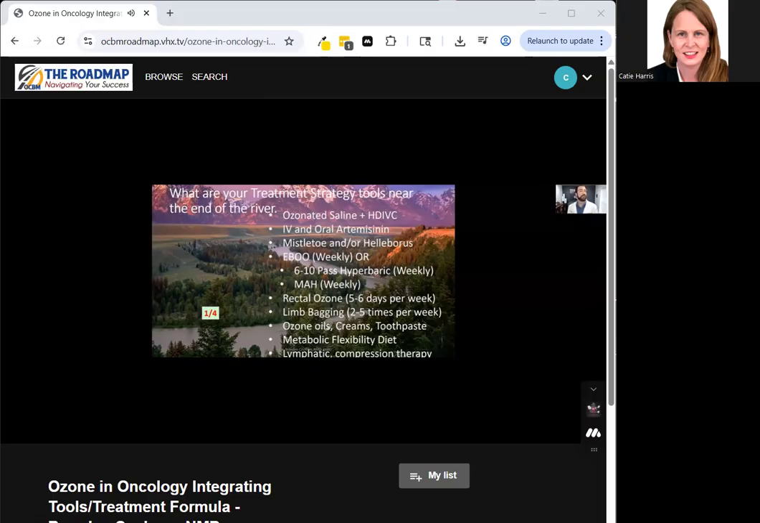Mistletoe therapies and/or Helleborus. If you learned about those, this is where I put them. And then I also put Ibu as a huge tool here weekly. If you don't have an Ibu, then you can do multi-passes or single passes. Typically, this is a weekly treatment that is being done. We pick one of these and then we do that.